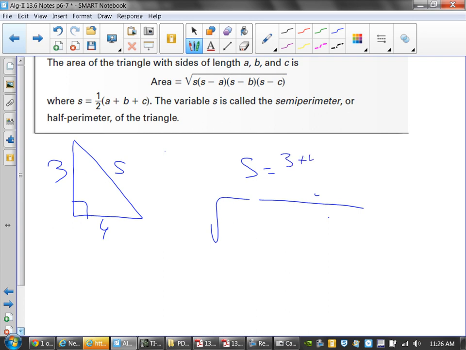What's 3 plus 4 plus 5? 12. Divided by 2, you get 6. Now, to use the same idea of the formula, you'll take 6 times 6 minus 3, 6 minus 4, 6 minus 5, and you might be pleasantly surprised at your answer. You can type that. 36. Again, just type it right in your calculator. It's going to equal 6. It's crazy how that works, isn't it?